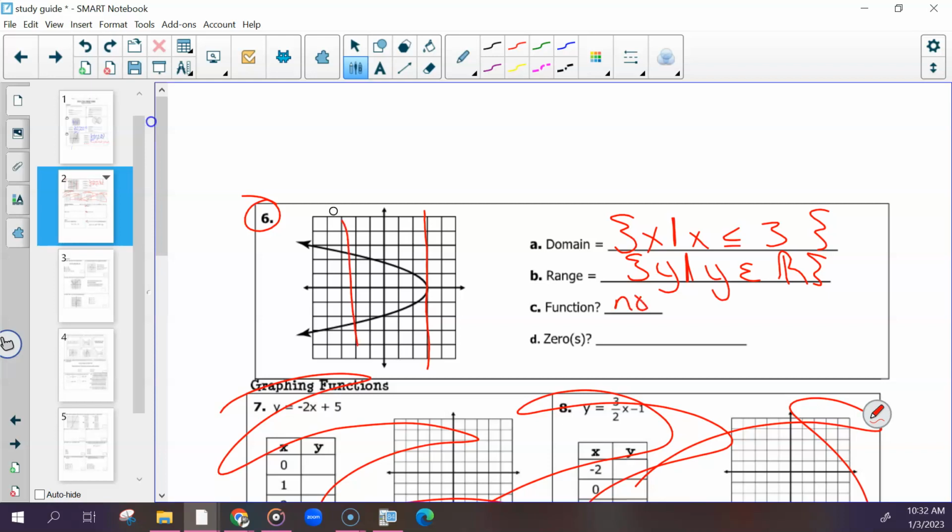And then zeros. What are your x-intercepts? Or intercept? Do we have any? Yes? What are they? Or what is it? Which one? At 3. Did we write that as 3, 0? Questions on 6 before we move on?